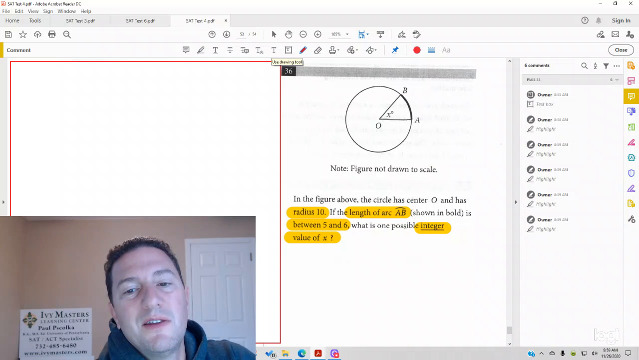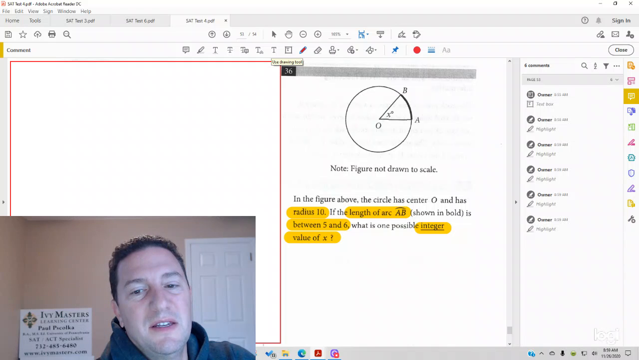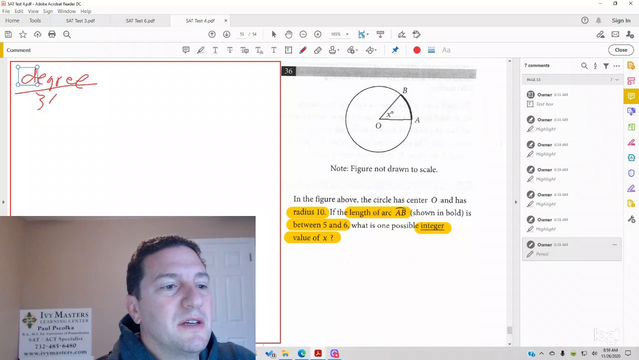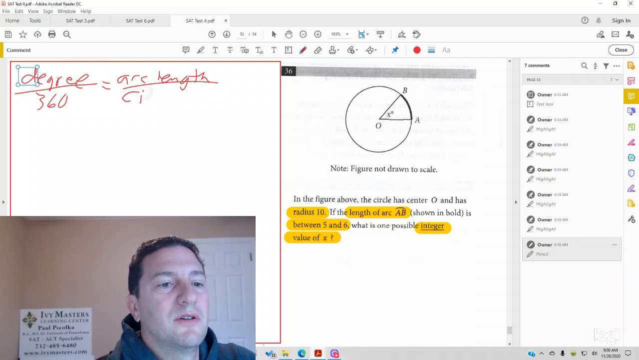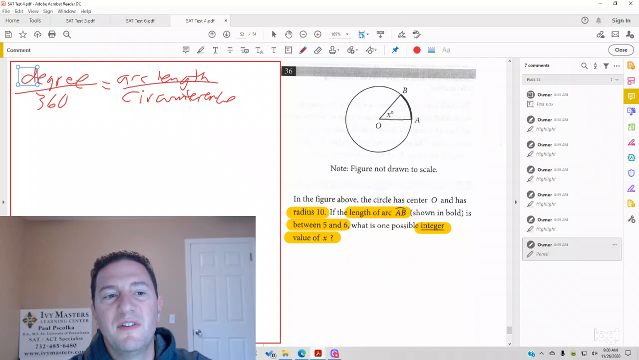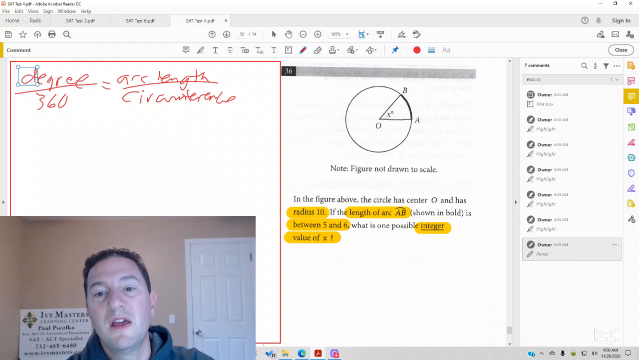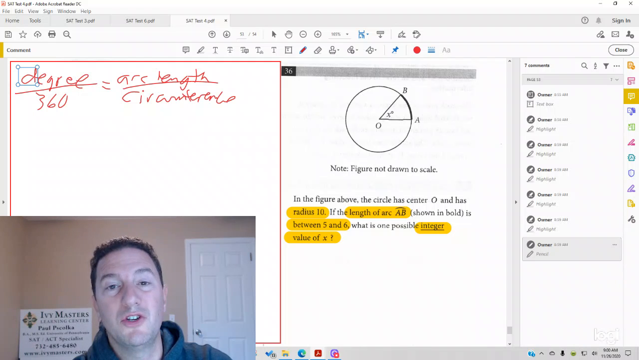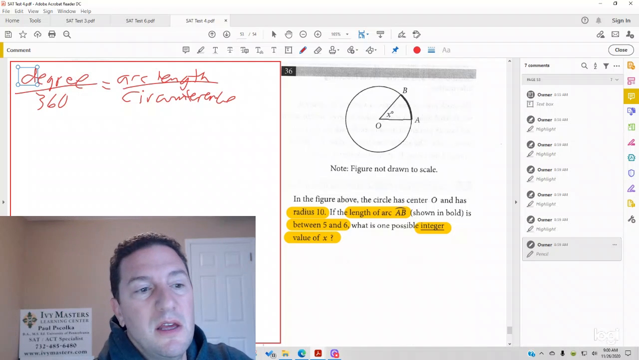Well, there's ratios that you'll see on SAT, and the one that's helpful here is degree measure over 360 equals arc length over circumference. And what does this also equal? It also equals the area of the sector over the area of the circle. It also equals the radians over 2 pi, but we're going to look at this one. You should know those ratios because they come up on SAT.